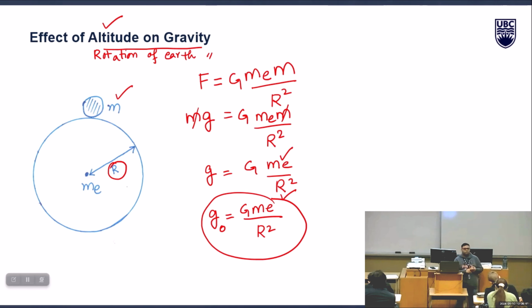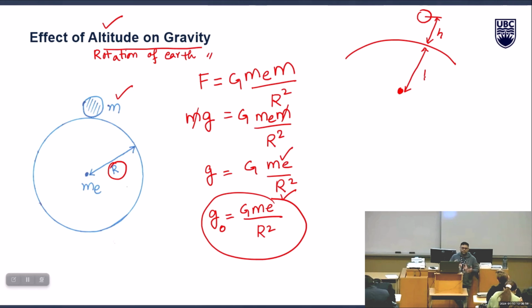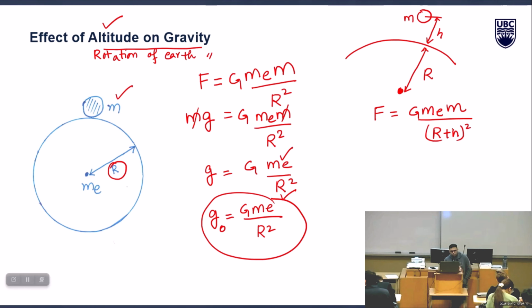Now let's change the case and assume that the mass is located somewhere at a height equal to small h, let's say like this, and this is the center of Earth, so you have Earth's radius, capital R, and now the mass is located somewhere above the surface having an altitude equal to small h. In that case, if you apply the same equation, that F will be equal to G M_E into m divided by R plus small h square, right? Because now the distance between both masses, the Earth itself and that object, is R plus h, right?